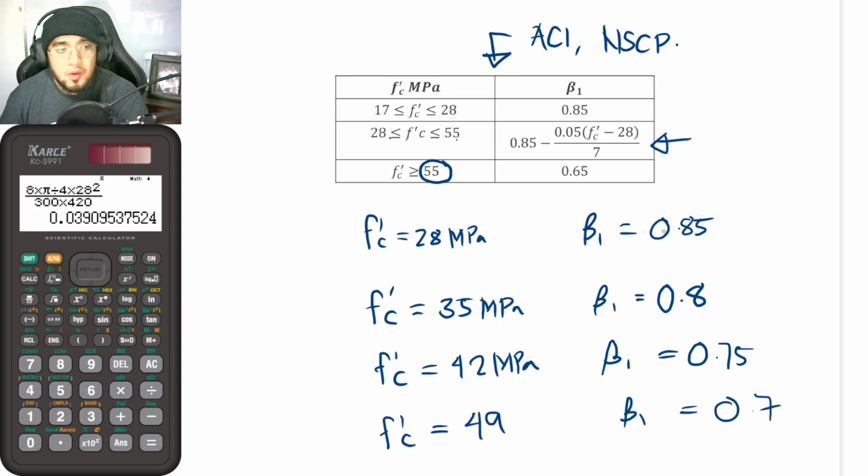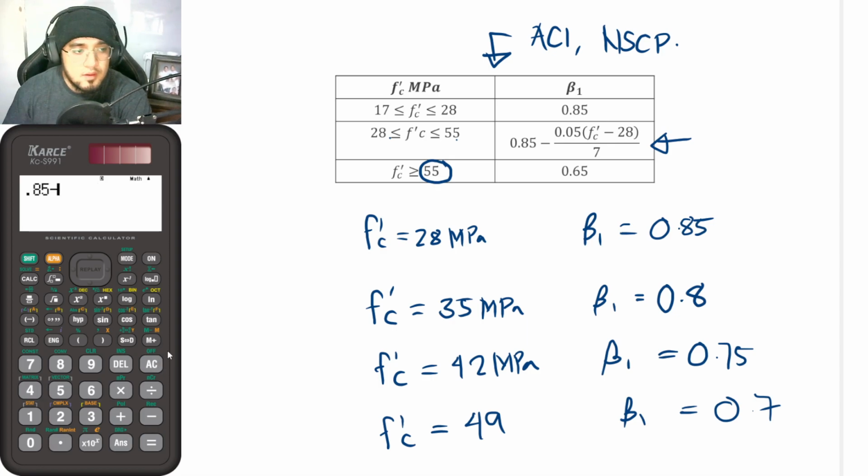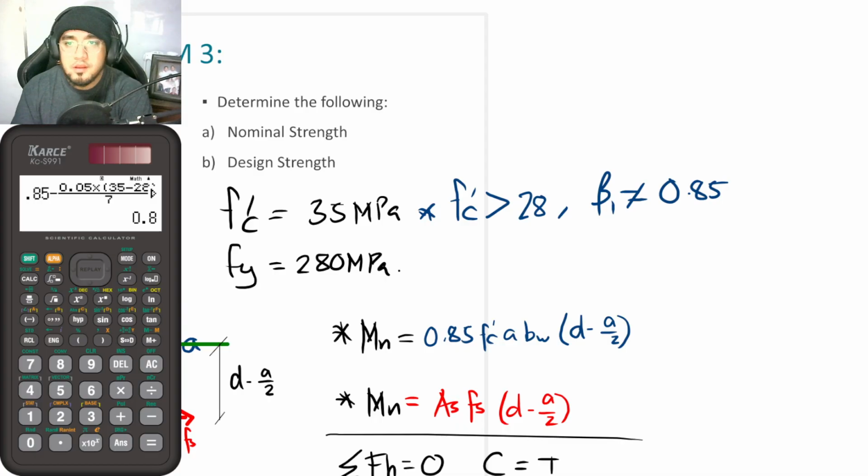So why did that happen? If you use this equation, that is equal to 0.85 minus 0.05 times (F prime C, which is 35, minus 28) divided by 7. So that gives us an answer of 0.8. From that, our beta 1 is equal to 0.8.